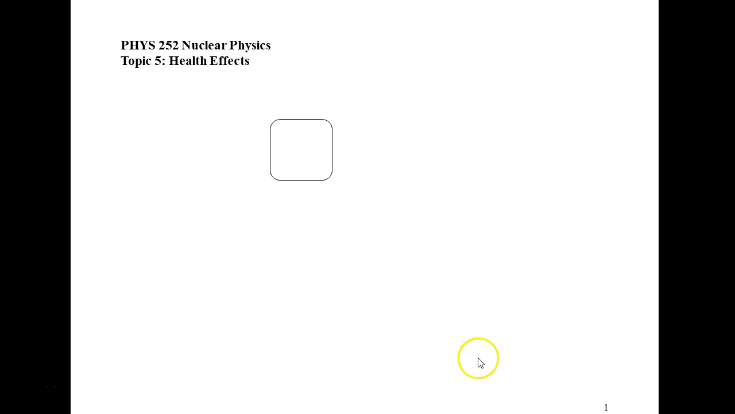Hey guys, okay, this is a shorter topic. We're going to talk about the health effects of nuclear radiation. And the main problem with nuclear radiation is the fact that it is what we call ionizing radiation. So the particles and gamma rays that are emitted can ionize atoms. They can remove electrons from atoms.